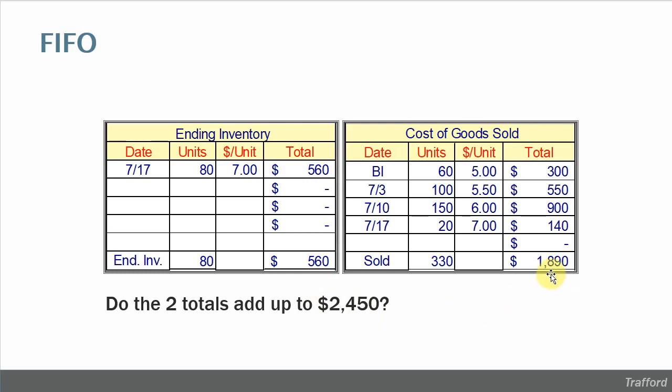The key here is not to mix up the terms. Realize that under FIFO, ending inventory is assumed to be the newest items, and cost of goods sold is assumed to be the oldest items.